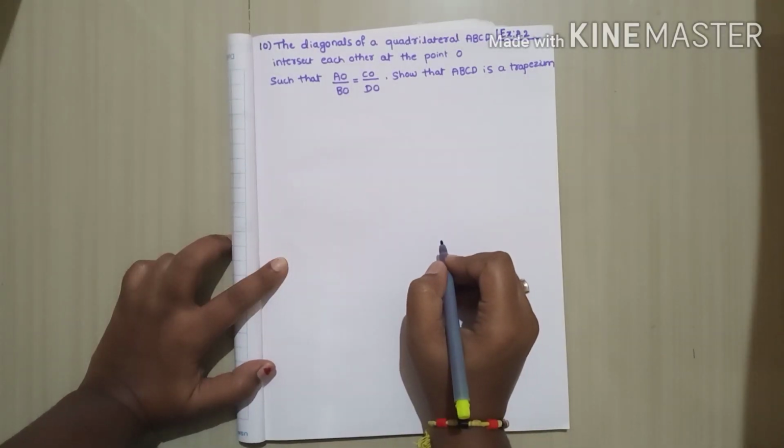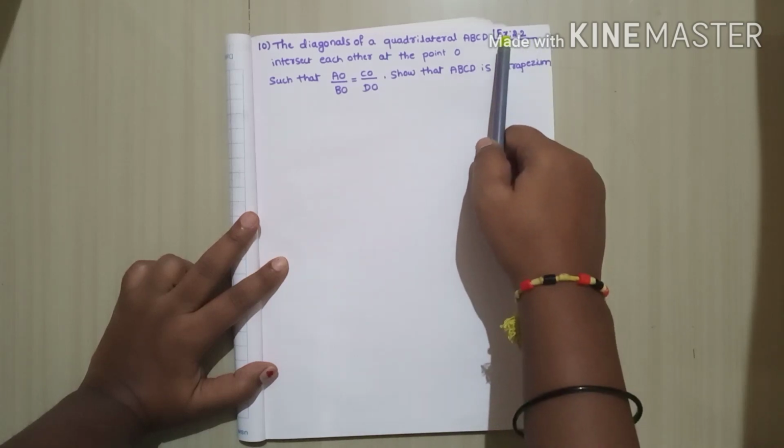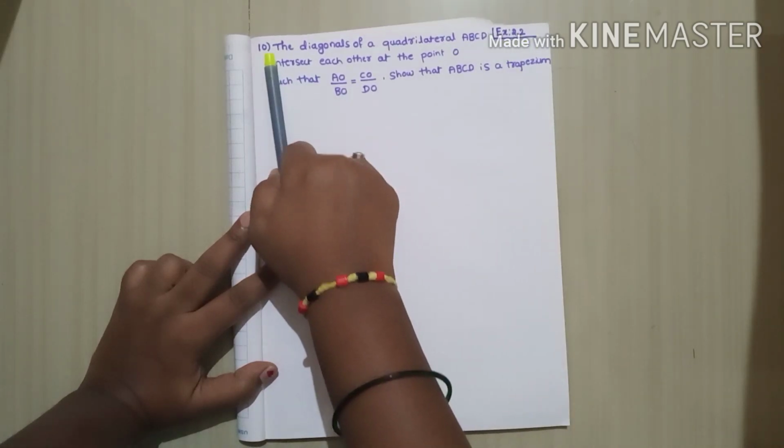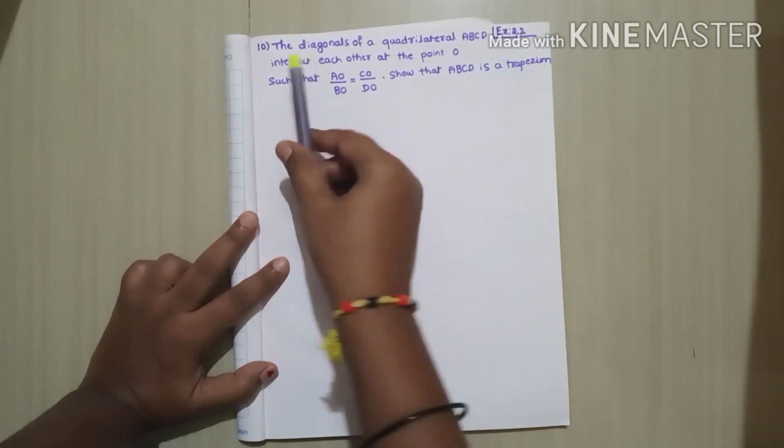Hello children, in this video we are going to learn triangle chapter exercise 2.2, 10th sum. This is the last sum in this exercise. We'll see the question first.